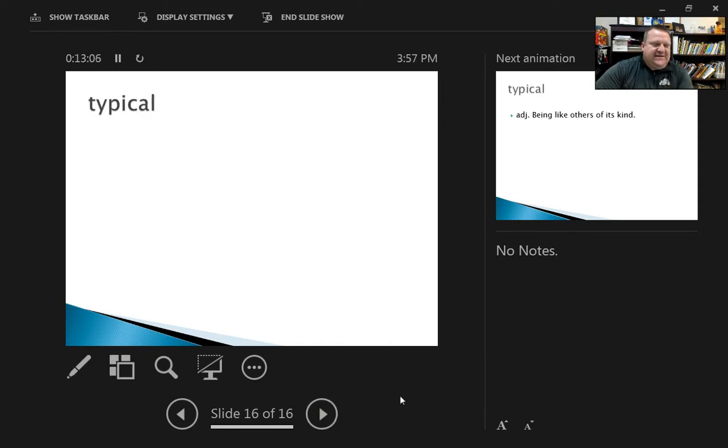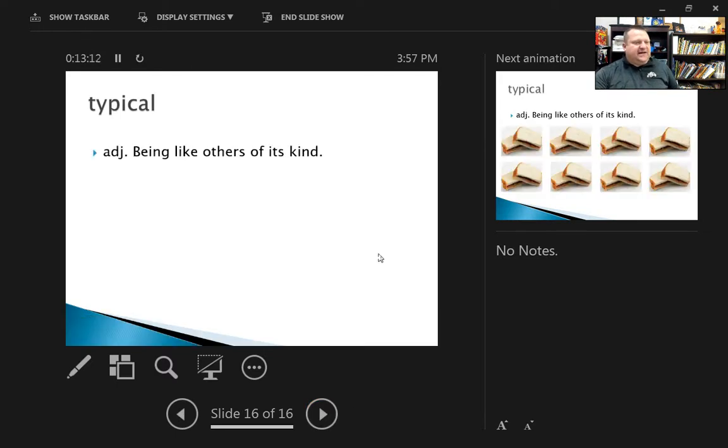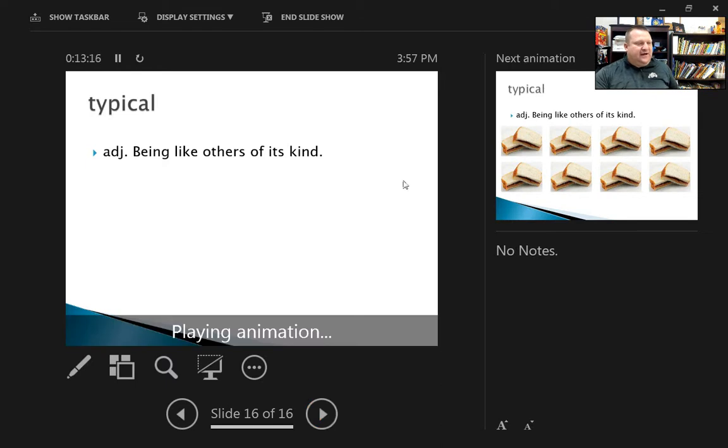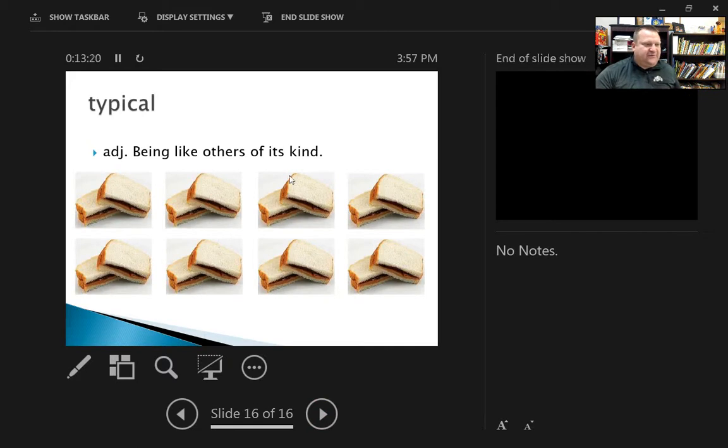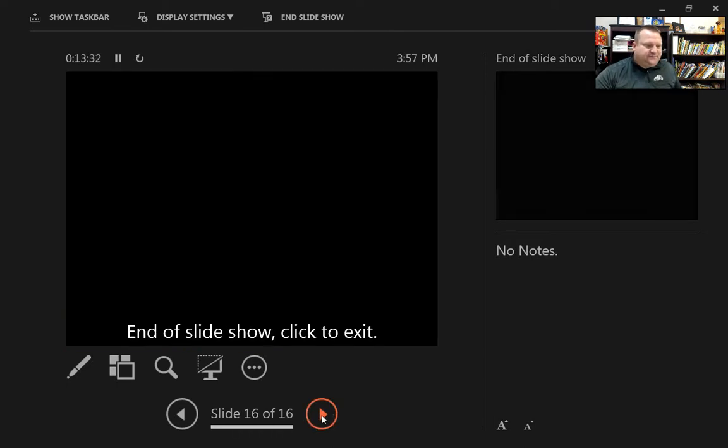The next word is typical. And typical is our last word of the week. Typical, that's like being like any other of its kind. So every day Jack likes to have his little peanut butter and jelly Uncrustable sandwich for lunch. Every day he likes that. That's just his typical lunch. If I give him something different, he doesn't like it as much. So I stick to what he typically likes, which is a peanut butter and jelly sandwich. So that's pretty typical for him.